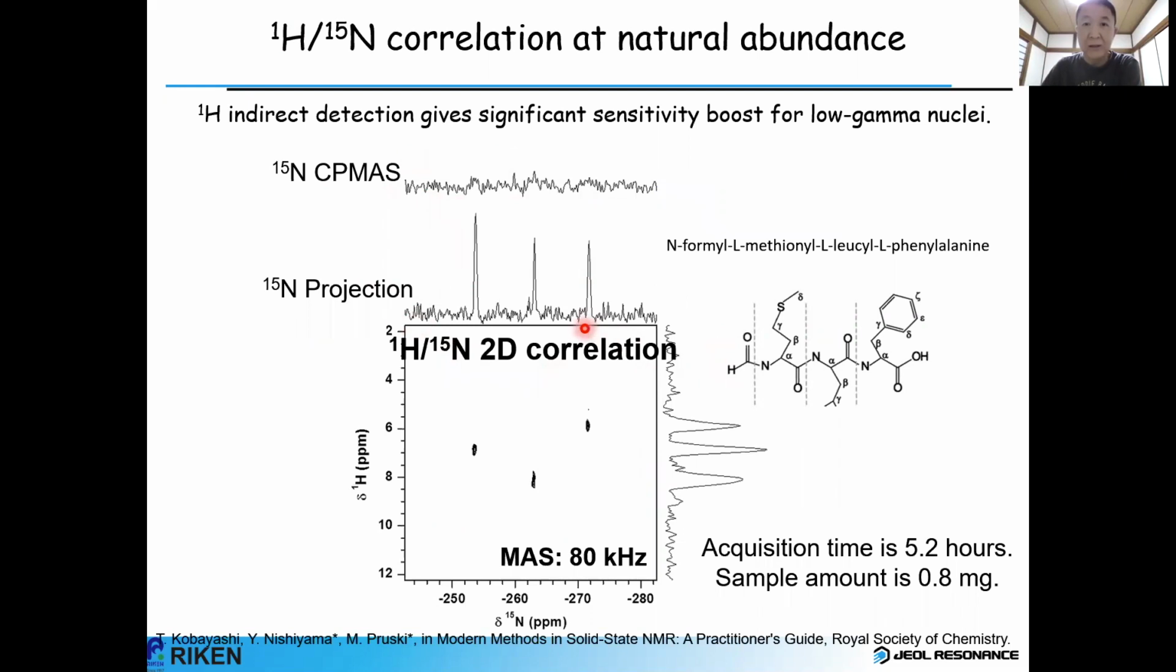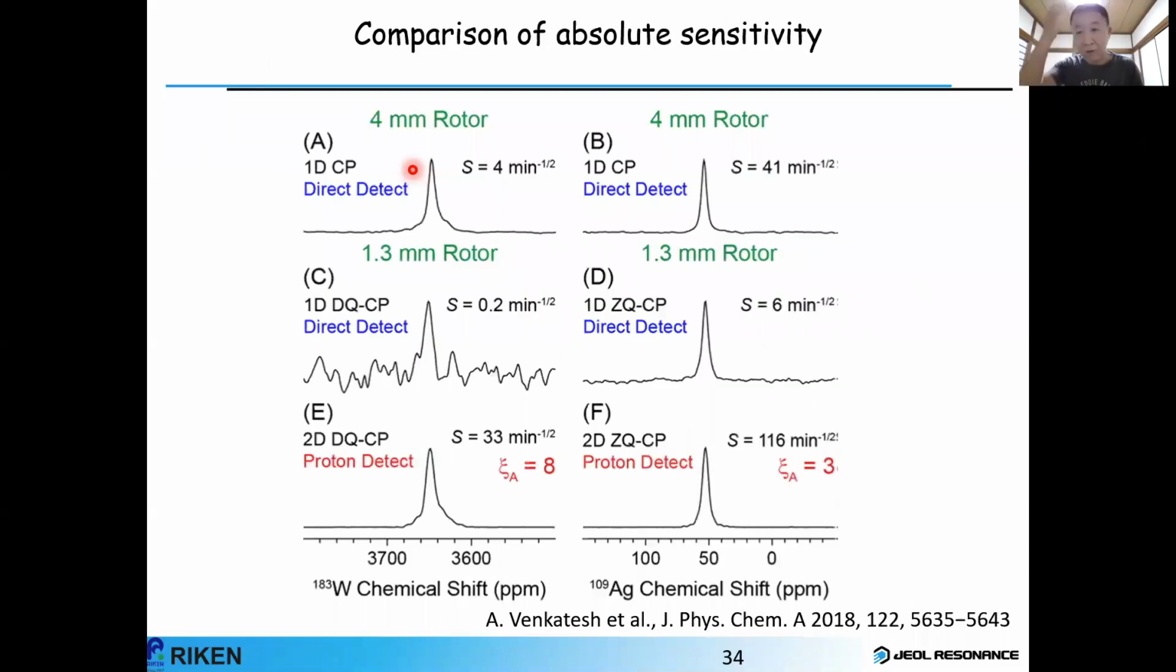As you can see, the proton detection improved the sensitivity a lot. It seems this is quite good, but actually this is not a fair comparison, because for the direct observation we can use a much larger sample rotor, and then we can get much higher sensitivity. I think the fair comparison is something like that: we can use a large rotor for direct detection, and a small rotor for indirect detection. Then for low gamma nuclei, we have quite good sensitivity improvement.